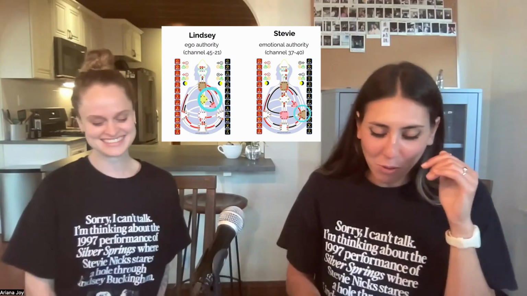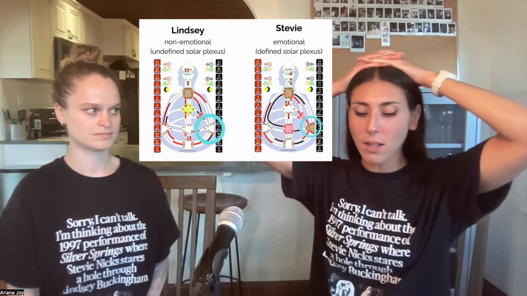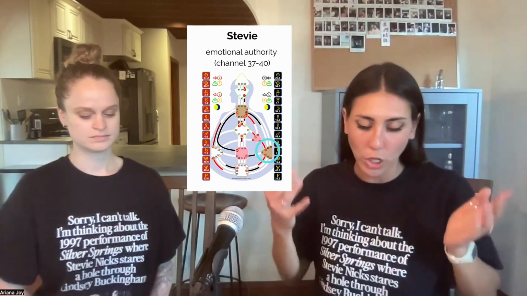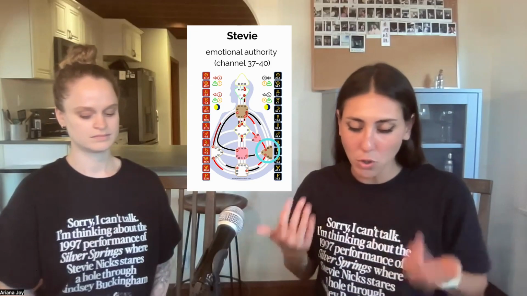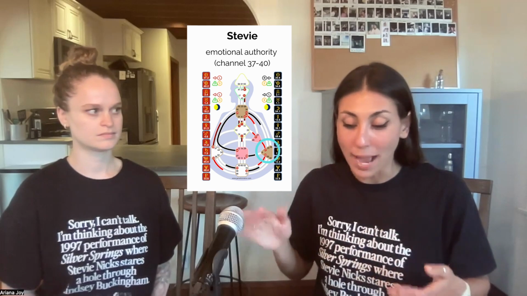Through channel 45-21. So I wrote, oof, this is where it gets spicy. There is a pretty common and often spicy connection between the defined emotional solar plexus center and the undefined emotional solar plexus center. So Stevie has a defined solar plexus and Lindsey has an undefined solar plexus. So Stevie is what we call an emotional, which means that she creates and experiences her own emotional energy consistently. And every emotional experiences their emotional energy as what we refer to as a wave.